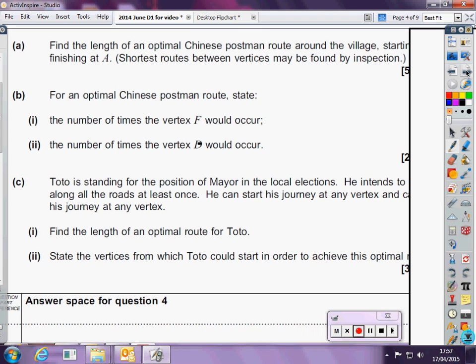Okay. Next question. So Toto is standing for the position of mayor in the local election. He intends to travel along all the roads at least once. He can start his journey at any vertex and finish his journey at any vertex. Find the length of the optimum route for Toto. State the vertices from which Toto would start to achieve this.